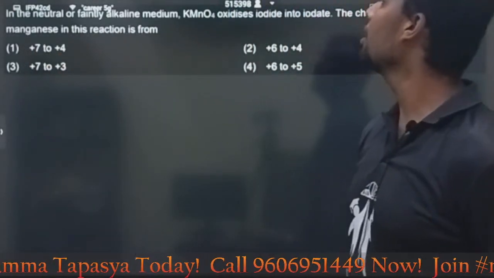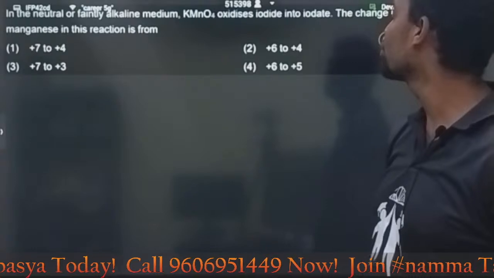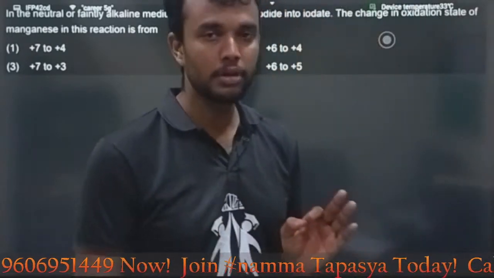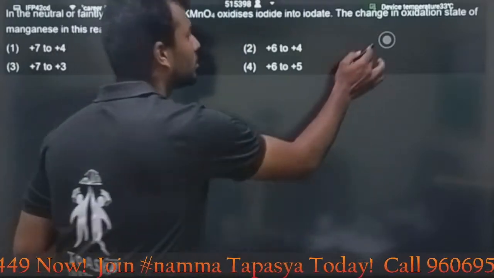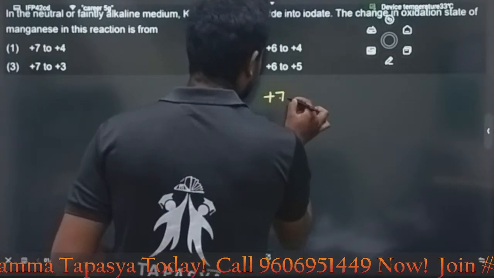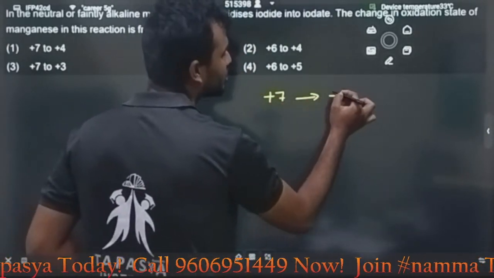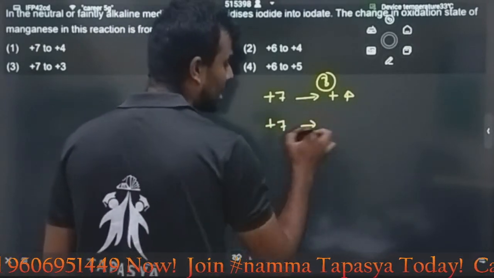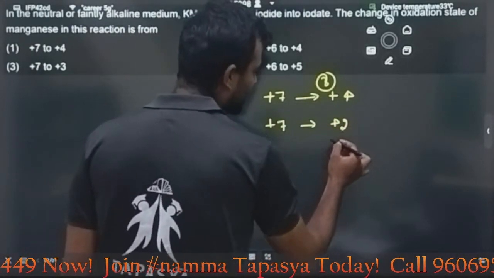Okay, next question, it is a direct question. The question is, in the neutral or faintly alkaline medium, KMnO4 oxidized to iodate. We already know, students, KMnO4 changes its oxidation state. Its oxidation state is +7, correct? If it's in a neutral medium, it changes to +4, means 3 electrons. If it's in a strong acidic medium, +2, means 5 electrons.